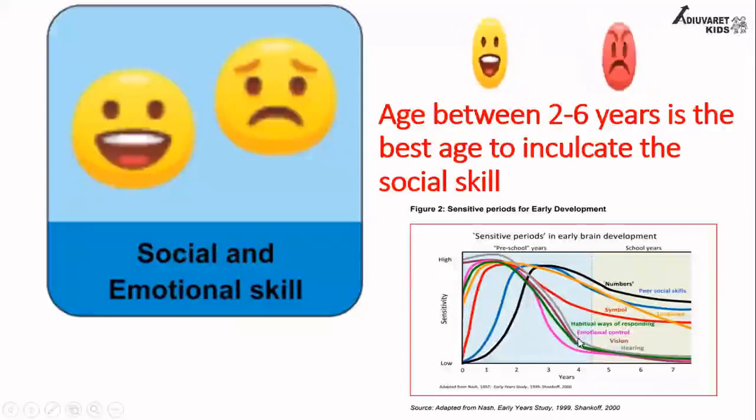If you look at two major things here, habitual ways of responding, which becomes a social pattern of behavior, and emotional control. Pure social skills we'll talk about later, but if you look at these two, emotional control and habitual ways of responding, you can see very well that the sensitivity period is very high in the beginning years, meaning the probability that a child gains such a skill very fast is high if it is adopted in the early years as compared to when the child grows up.